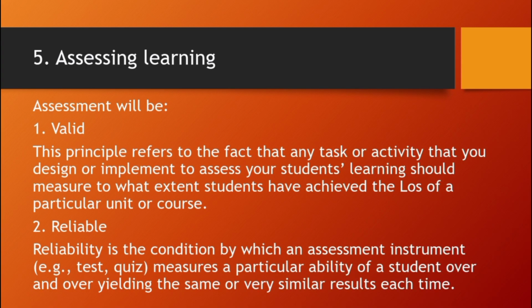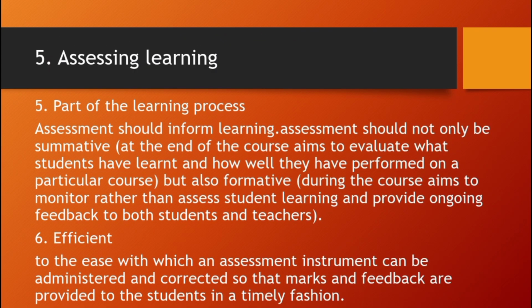5. Assessing learning. Assessment should be, first, valid. This principle refers to the fact that any task or activity that you design or implement to assess your students' learning should measure to what extent students have achieved the learning outcomes of a particular unit or course. Second, reliable. Reliability is the condition by which an assessment instrument, for example a task or quiz, measures a particular ability of a student over and over, yielding the same or very similar results each time.